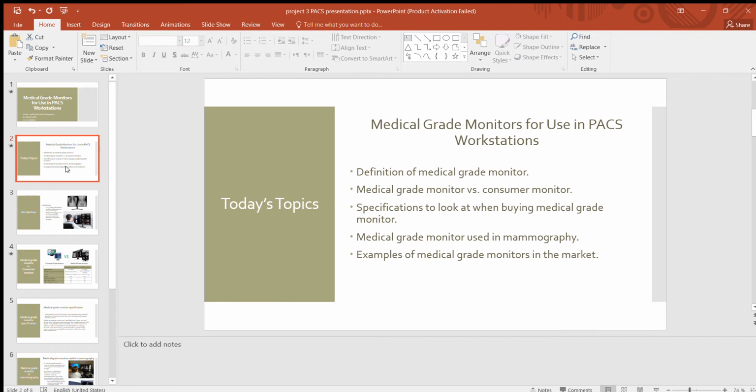So today we're going to talk about the medical grade monitors. We will give definitions and compare them to consumer monitors, and we will talk about the parameters that should be looked at when purchasing a medical grade monitor. Then we will also talk about the medical grade monitors used in mammography, and eventually we will give examples of the medical grade monitors that are in the market as we speak now.